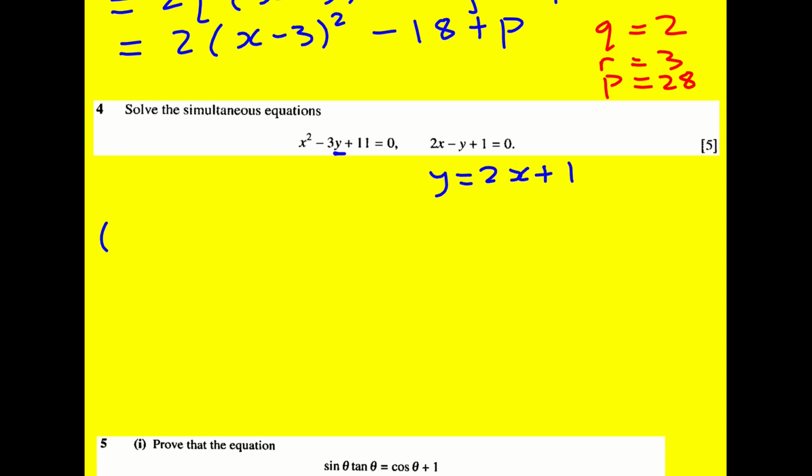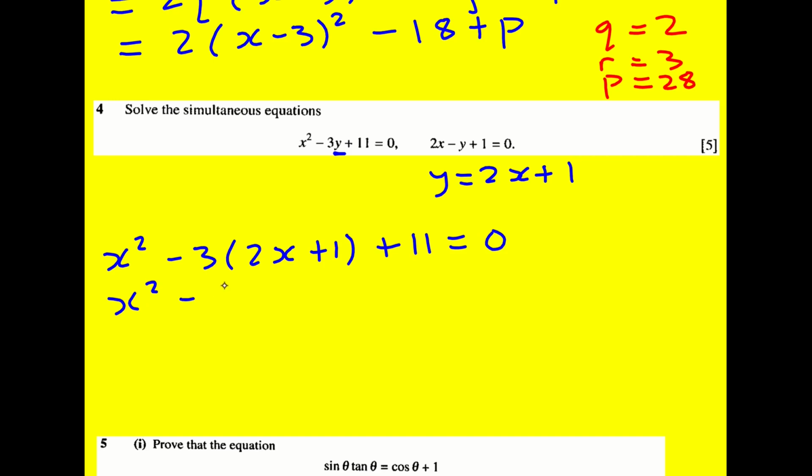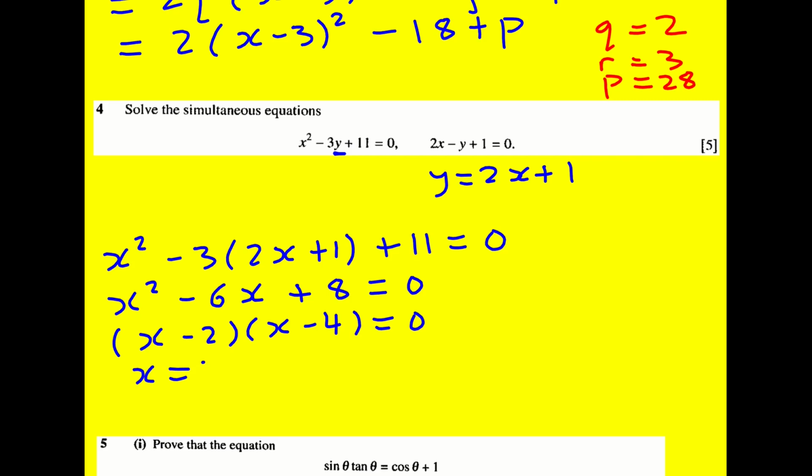So it's going to become, it's not so bad actually, it's going to become x squared minus 3 lots of 2x plus 1 plus 11 equals 0. And I've substituted in and got rid of that y. So x squared minus 6x minus 3 plus 11, it's going to be plus 8 equals 0. This will factorize x minus 2, x minus 4 equals 0, x equals 2, or 4.